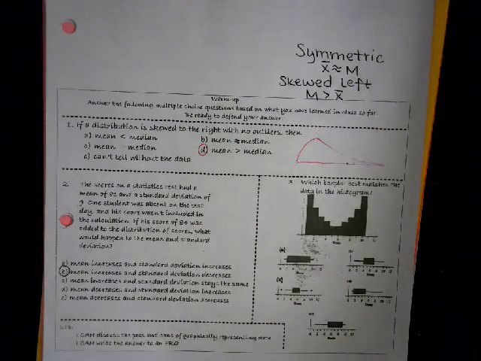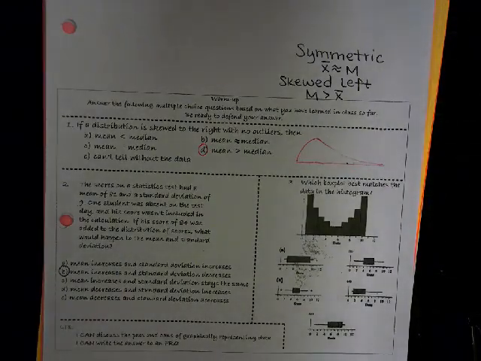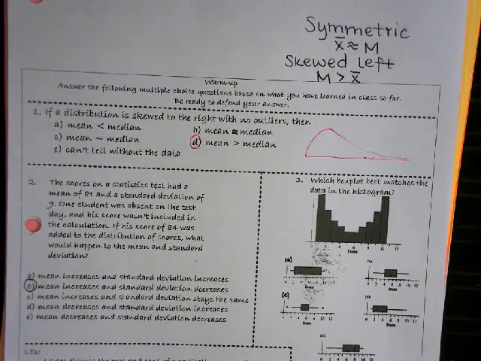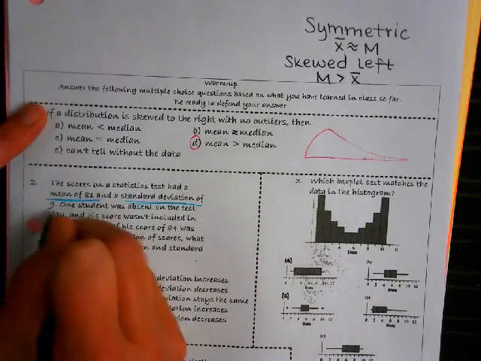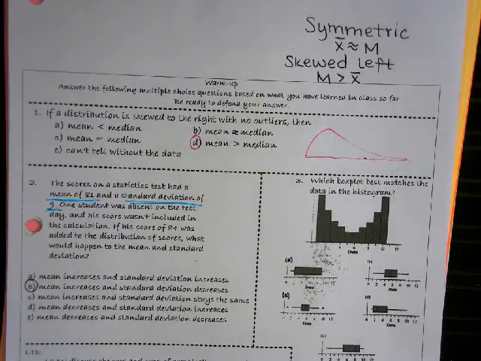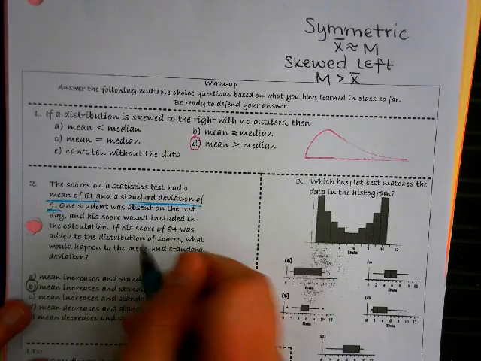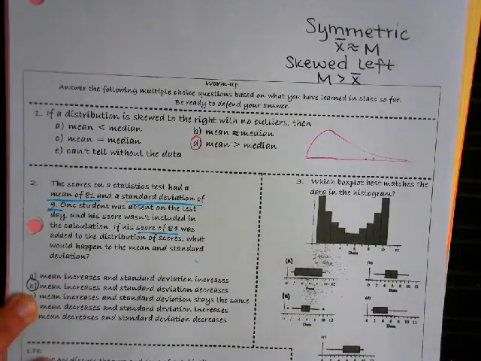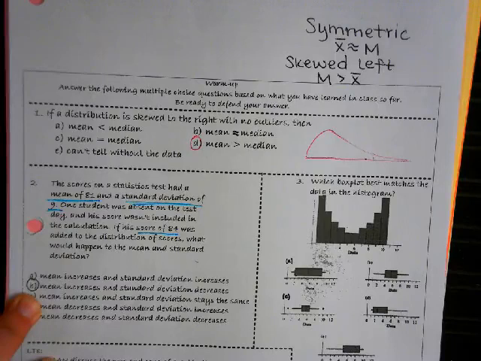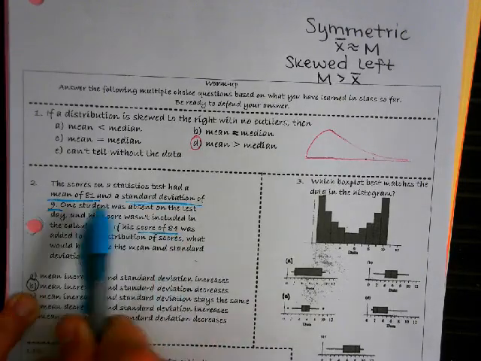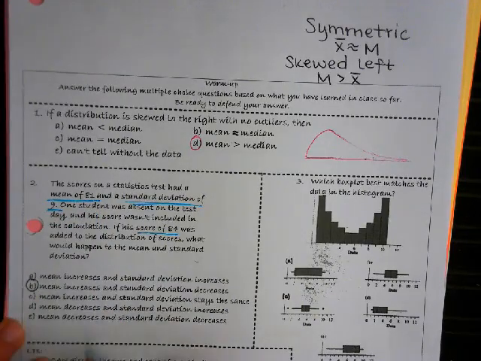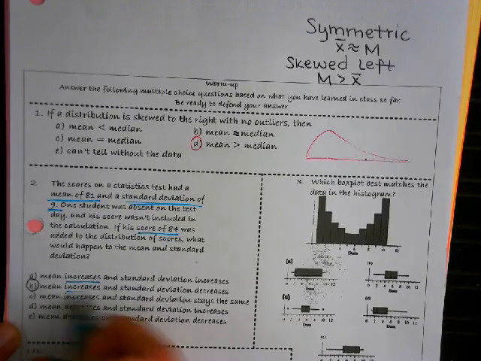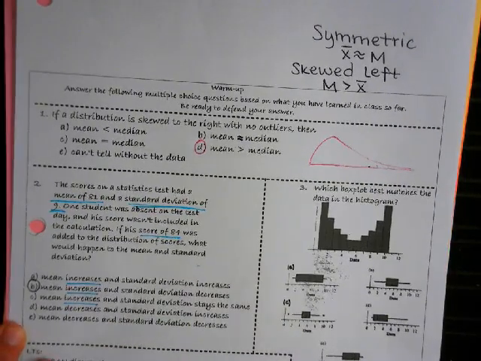So this one tells us that the scores on a stats test had a mean of 81, standard deviation of 9. One student was absent on test day, so his score was not included in the calculations. When he took the test, he got a score of 84. What's going to happen to our mean and our standard deviation? 84 is bigger than 81, so when we put 84 into the mix, it's going to make the mean increase, which means that it has to be A, B, or C.